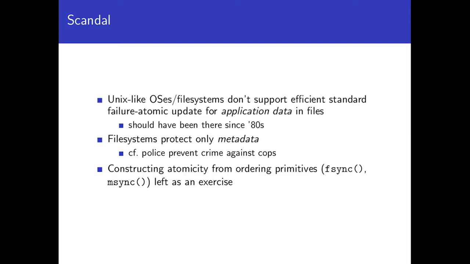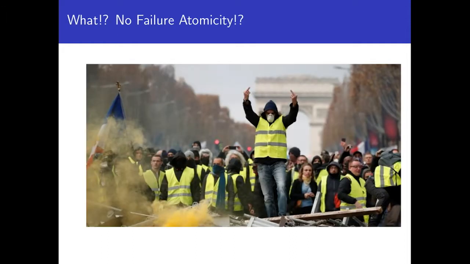Now, it's true that file systems go to great lengths to protect the integrity of their own metadata from crashes, but they offer no such protection for user data in files. It's kind of like a police department whose only goal is to protect cops from getting mugged. That's a fine goal, but it should not be the only goal. As it is, it is left as an exercise to the developer to implement atomicity mechanisms, which the developer really wants, from the ordering primitives that are supplied, things like fsync and msync. If developers weren't such wusses, they would riot.